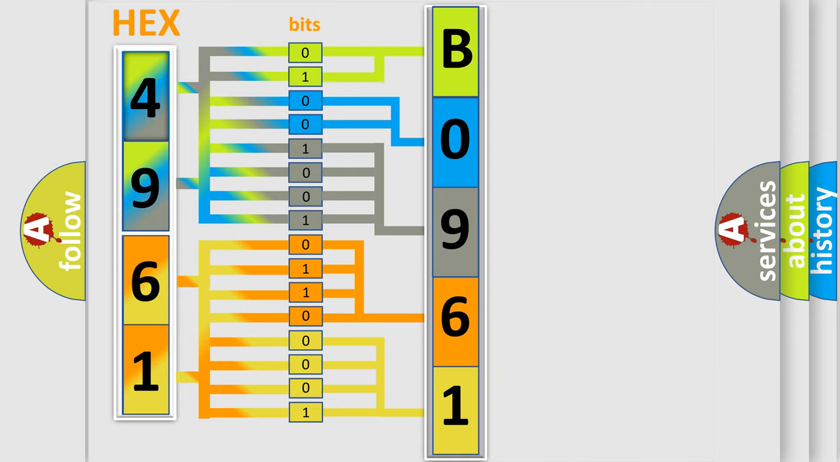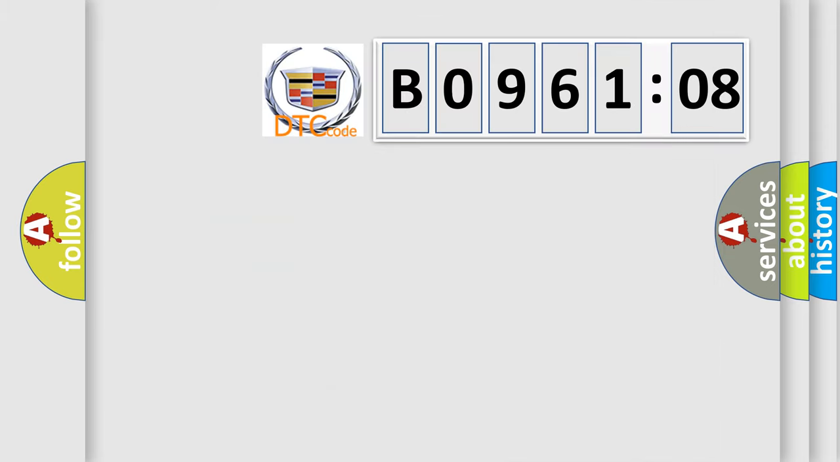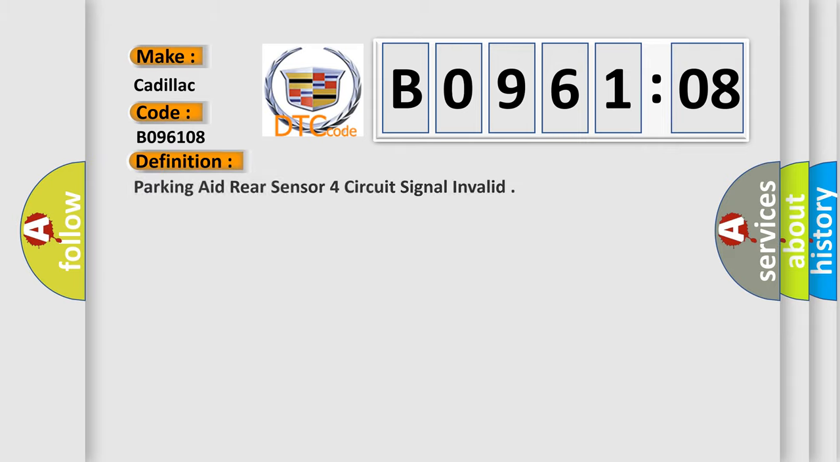We now know in what way the diagnostic tool translates the received information into a more comprehensible format. The number itself does not make sense to us if we cannot assign information about it to what it actually expresses. So, what does the Diagnostic Trouble Code B0961-08 interpret specifically for Cadillac car manufacturers? The basic definition is parking aid rear sensor four circuit signal invalid.